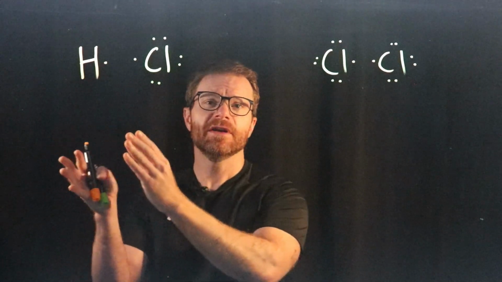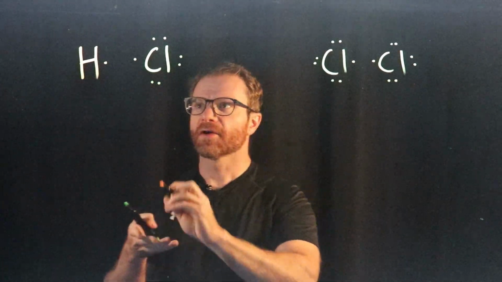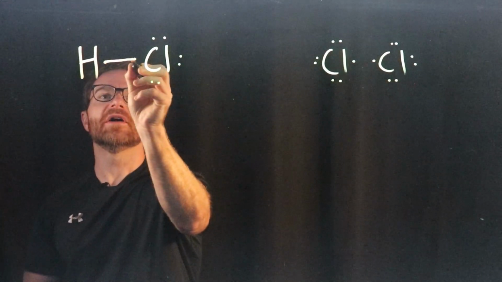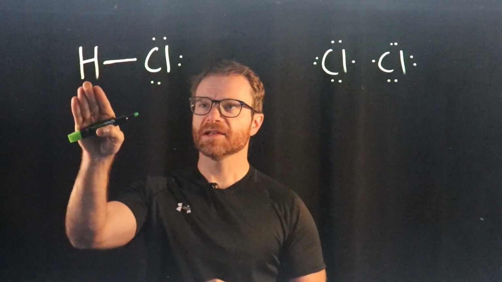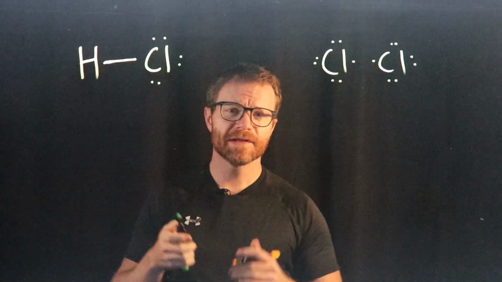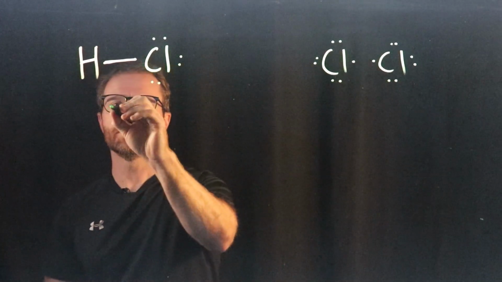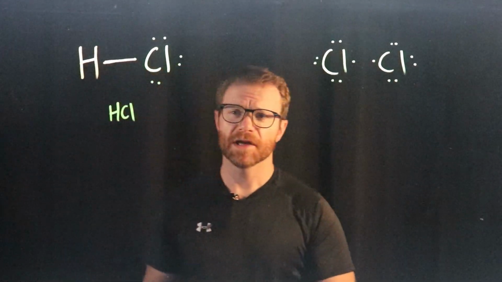If we have hydrogen bonding with chlorine, they're going to form a single covalent bond here. That will make this hydrogen stable, it'll make the chlorine stable, and we'll have the stable compound HCl, also known as hydrochloric acid.